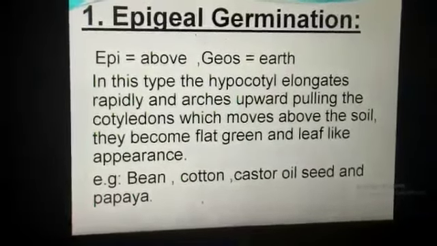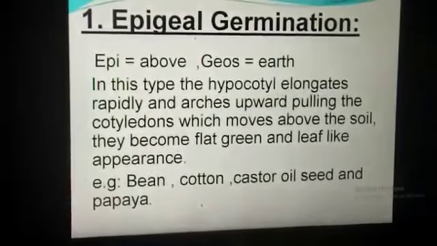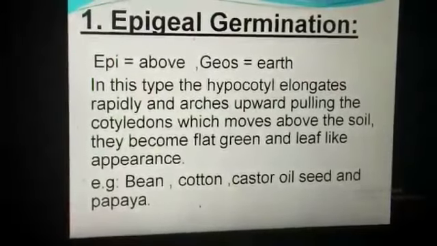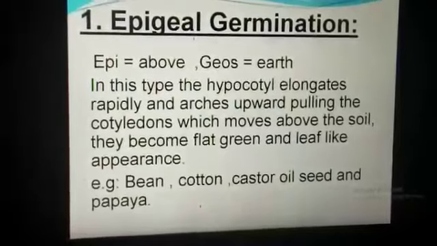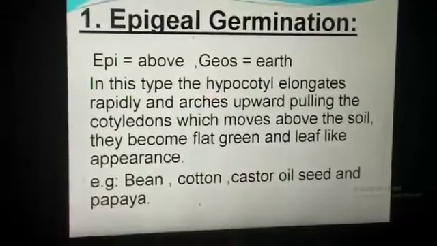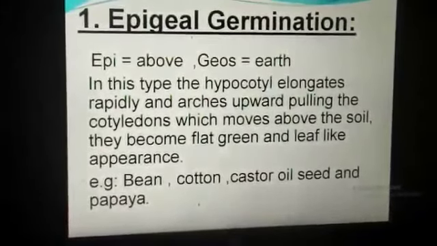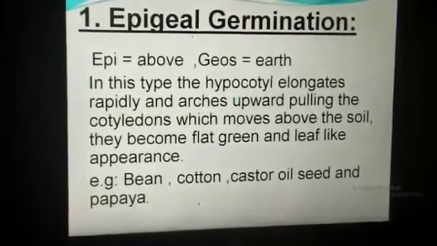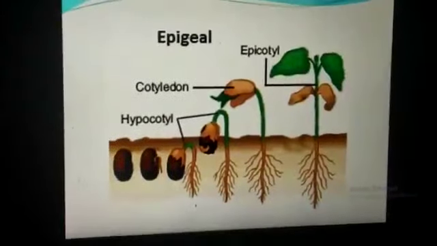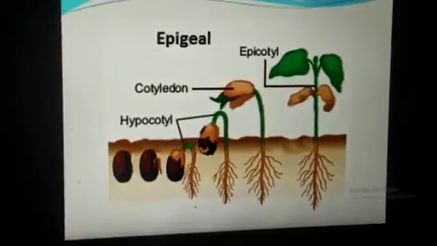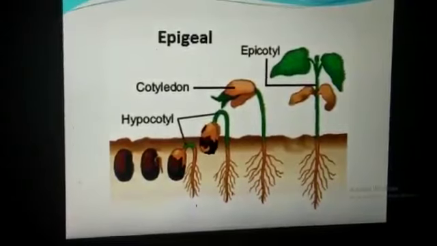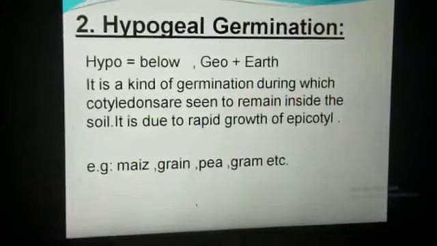First is epigeal germination. The word epigeal is divisible into two: epi means above, geos means earth. In this type of germination, the hypocotyl elongates rapidly and arches upward, pulling the cotyledons above the soil. Then they become flat, green or leaf-like in appearance. For example, the bean, the cotton, the castor oil seed and the papaya. Now this diagram shows epigeal germination, how the germination occurs above the soil or above the earth.